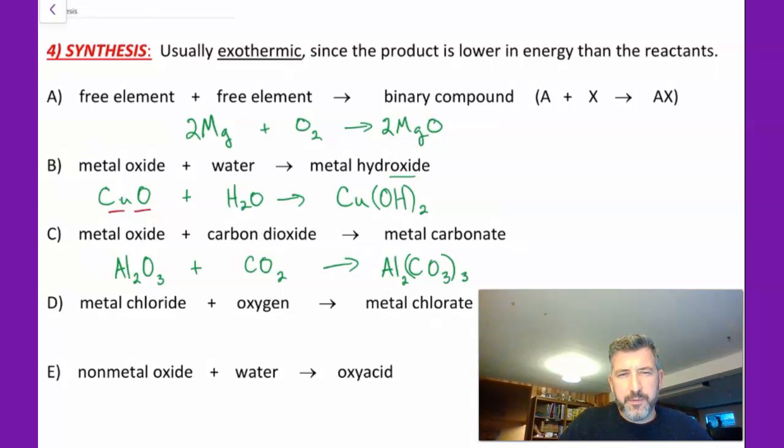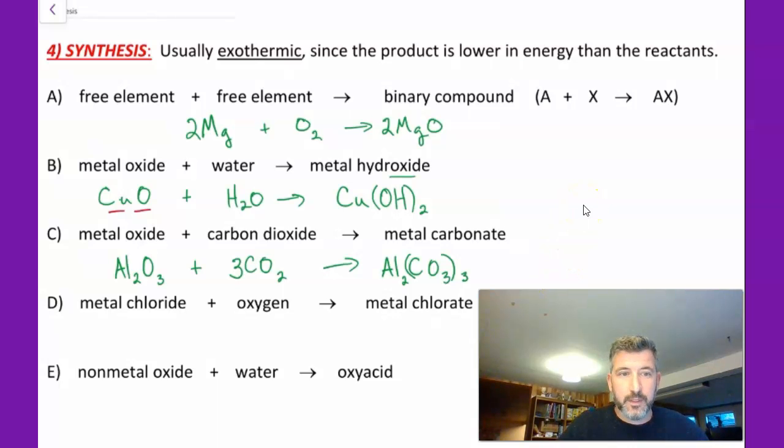This one might be a bit more difficult to balance. Right now aluminum is balanced. Carbon is not, so we've got 3 on the right. So maybe put a 3 out in front of CO2. And then that's going to give me 6 plus 3 is 9 oxygens, and I have 3 times 3, which is 9 oxygens on the right.